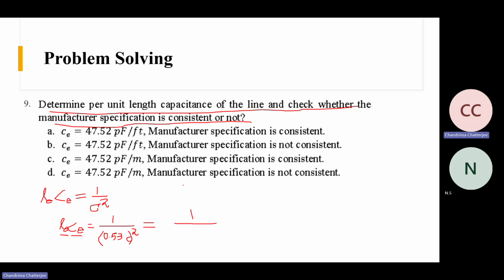Just put the values. What is c? c is equal to 3 into 10 power 8 meter per second, the velocity of light. Fine. And LE we just calculated. LE value is 0.253 microhenry per meter. Okay. And then if you put all the values, let's see what we get.